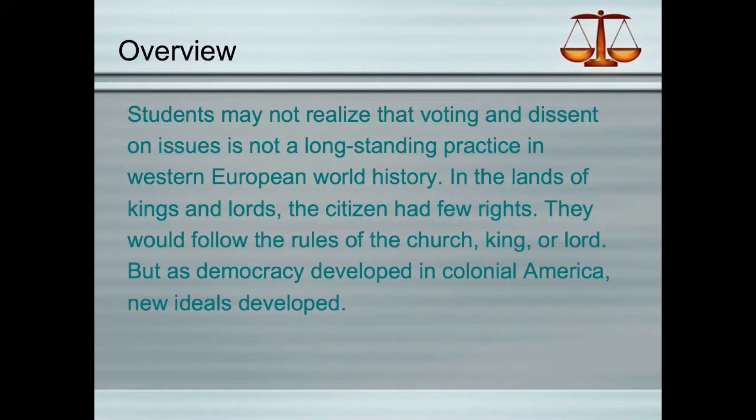Students may not realize that voting and dissent on issues is not a long-standing practice in Western European world history. In the lands of kings and lords, the citizen had few rights. They'd follow the rules of the church, the king, or the lord. But as democracy developed in colonial America, new ideals developed.